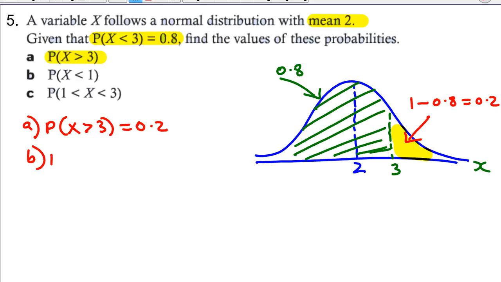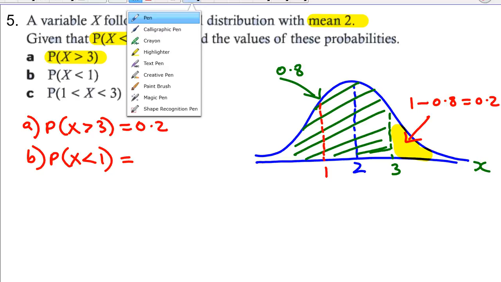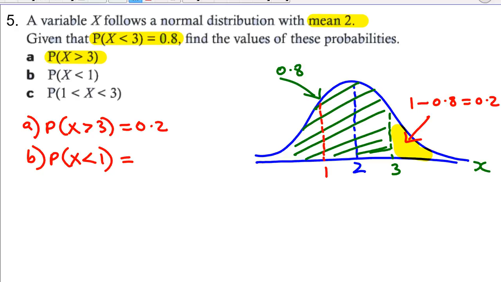And then B, probability that x is less than 1. So less than 1, first of all, what I need to do is plug in 1 in place of x. So less than 1 is basically this area here. Now, by symmetry, that should also be equal to 0.2. So that will be equal to 0.2 by symmetry.